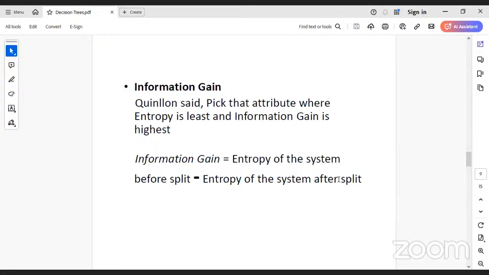But here comes a small problem. Whether we are applying entropy or information gain, after a few months or years, I'm not sure, after a certain amount of time, the statisticians again identified that even information gain has an error. What is that error?